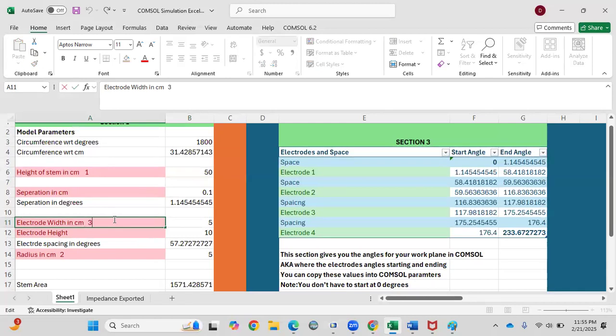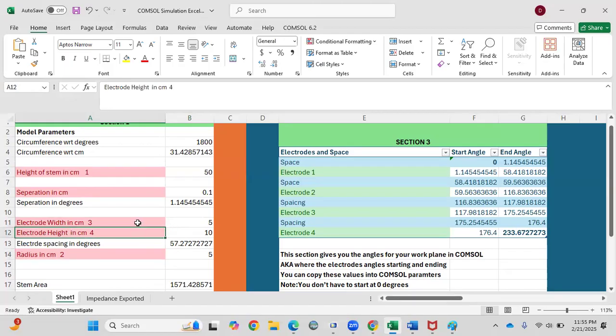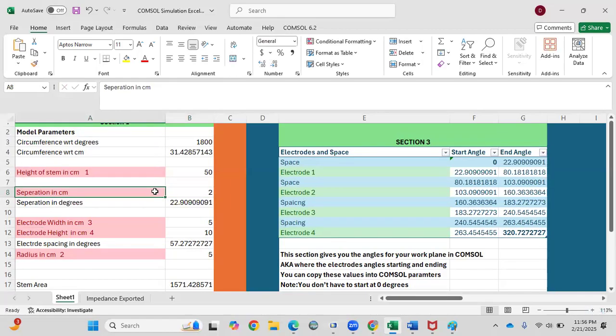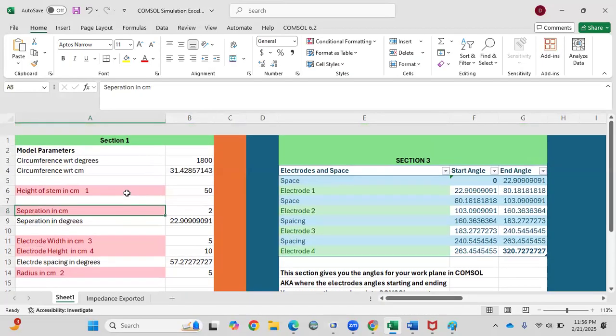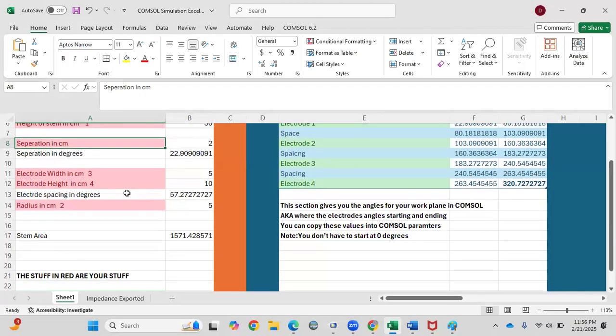So then you do your electrode. So there's the electrode. So this is in cm for the electrode. So you have stem, then the electrodes that are going to stick onto it. So you have the height and you have the width. Then you have the separation, because you have to separate the electrodes with a little bit of space. So in this case, let's say we separated them every 2 cm. So you have space, electrode, space, electrode, space, electrode. So assuming we're doing the 4 electrode system, we'll have 4 electrodes and spaces in between it.